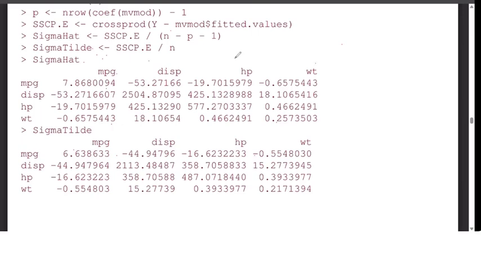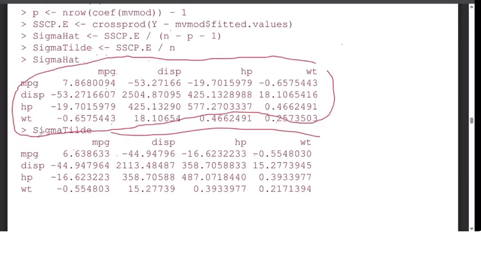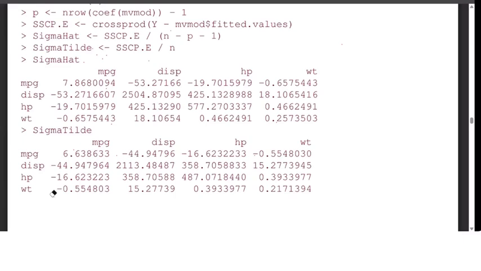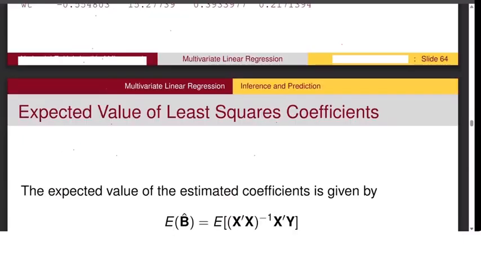If you take a look at this one and this one, compare this one with this one. You can see here, this one is smaller than that one. Can you see? So the maximum likelihood one is going to be smaller. That's exactly what I mean. Now, I want to move on.